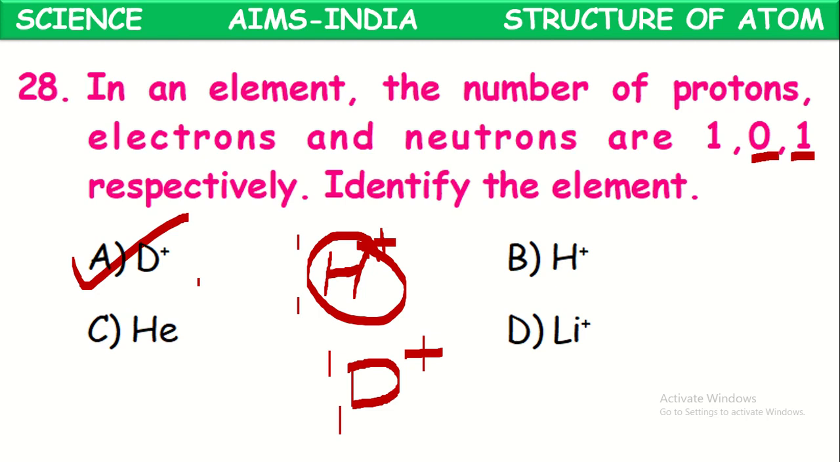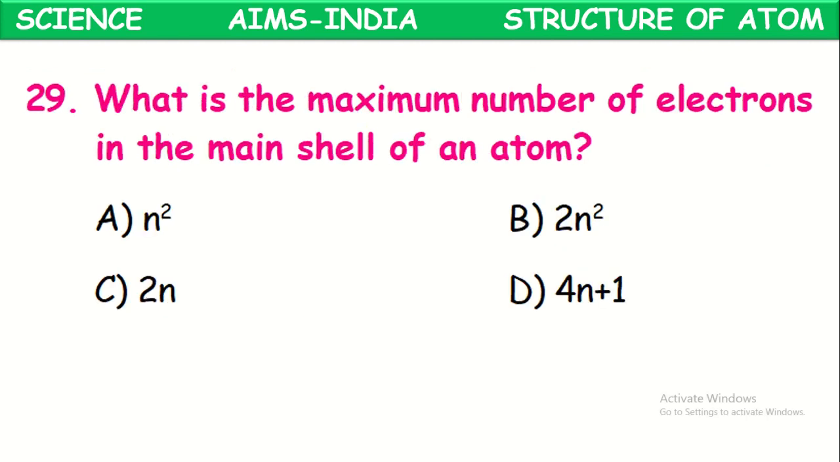Next, what is the maximum number of electrons in the main shell of an atom? So the maximum number of electrons that can be accommodated in a shell is given by the formula 2n square, which was given by Bohr and Bury together. It is 2n square, where n represents the shell number.